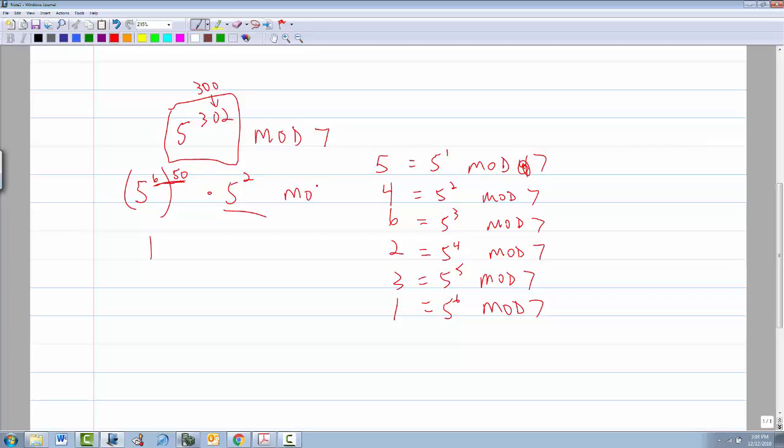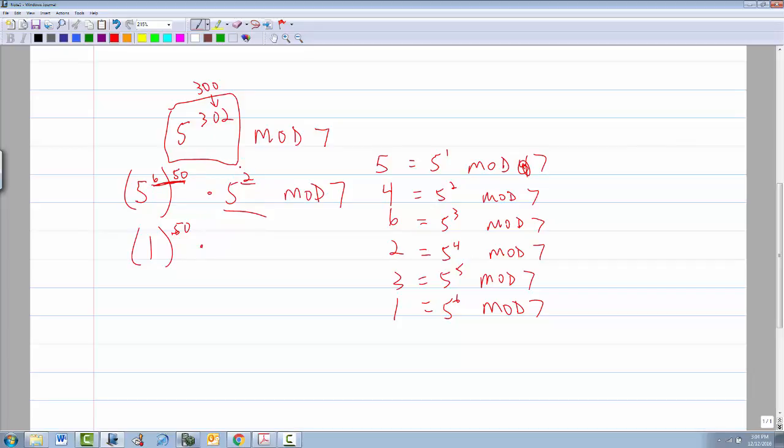Now I get the mod 7 of this product individually. Now 5 to the 6 doesn't equal 1, but what we're using is that product rule and power rule together. What I could do is 5 to the 6 mod 7 and get 1, and then raise that to the 50th power. All right, so that's how this all happened. And then this ends up being the 302nd power, which was the question.